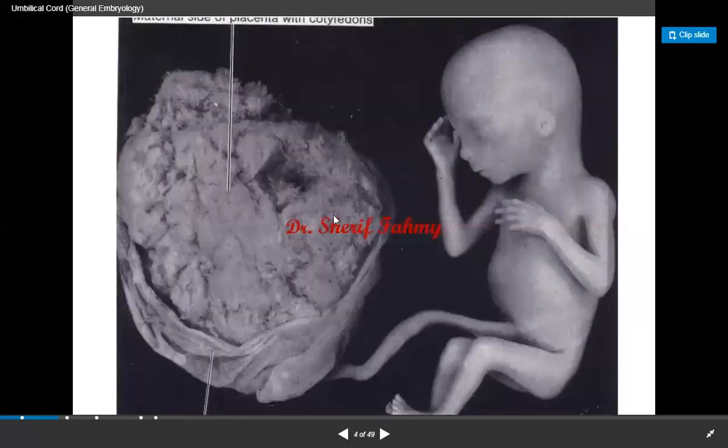So in this diagram, what we are seeing is the placenta. Here are the cotyledons, and this one is the fetus. This is the maternal side, and this is the fetal side, and from there it is connected to the fetus. So this is the connection, or the position, of the umbilical cord, the placenta, and the fetus.